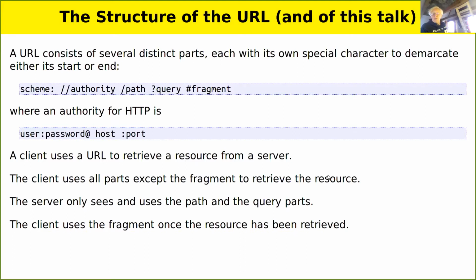A client uses a URL to retrieve, and I'm mostly going to be talking about URLs today. A client uses a URL to retrieve a resource from a server. It uses all parts except the fragment to retrieve the resource. The server itself only sees and uses the path and the query parts. And then when the resource is returned, the client uses the fragment in some way once it's got the document.